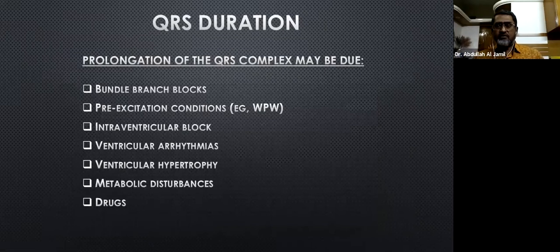Prolongation of the QRS complex. The QRS duration prolongation may be due to bundle branch blocks, pre-excitation like WPW, intraventricular conduction defect or block, ventricular arrhythmias, ventricular hypertrophy, metabolic disturbances, and certain drugs.